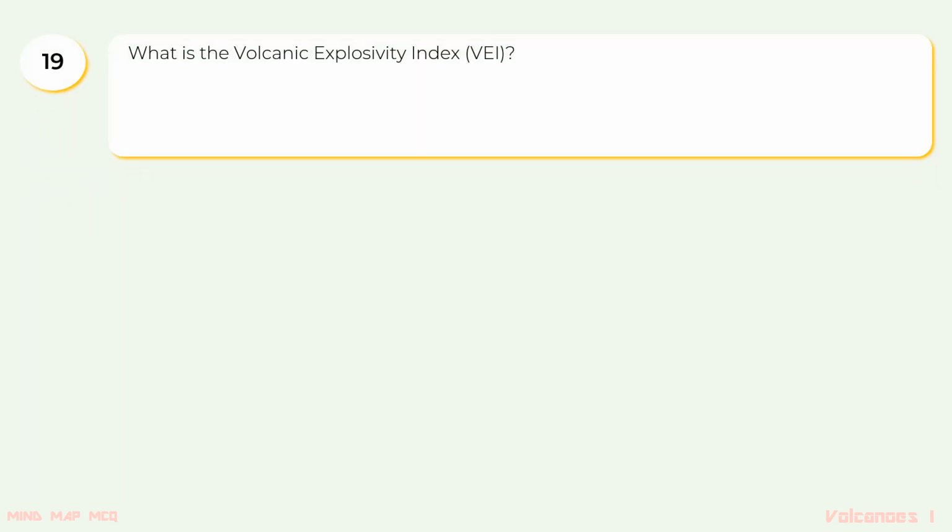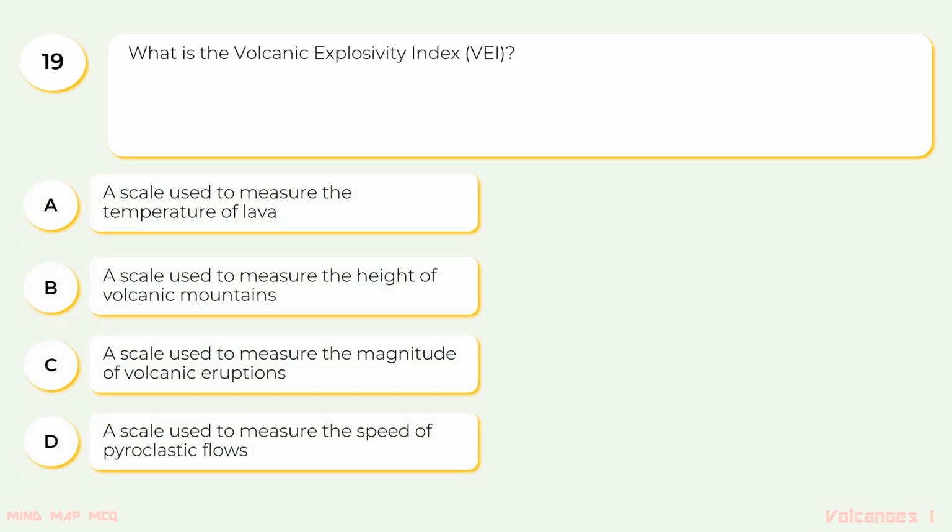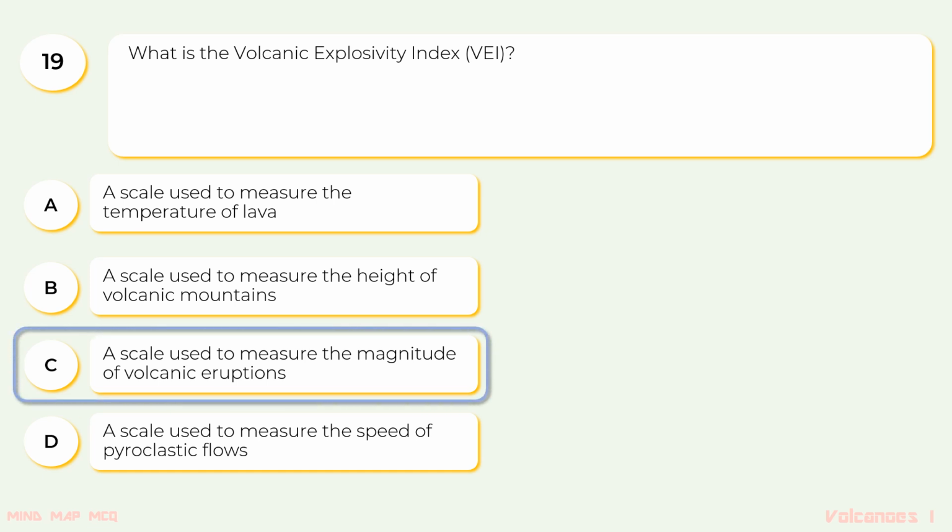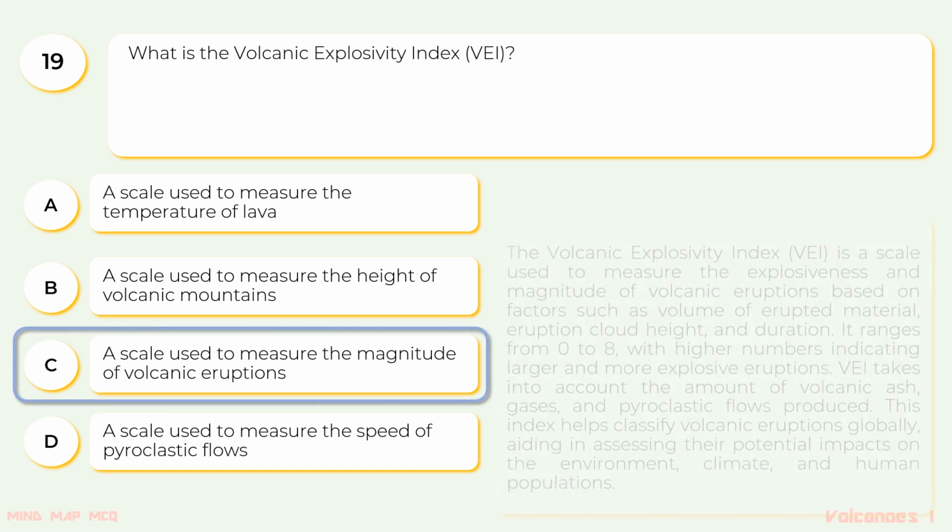19. What is the Volcanic Explosivity Index or VEI? The options are A. A scale used to measure the temperature of lava. B. A scale used to measure the height of volcanic mountains. C. A scale used to measure the magnitude of volcanic eruptions, or D. A scale used to measure the speed of pyroclastic flows. The correct option is C. A scale used to measure the magnitude of volcanic eruptions.